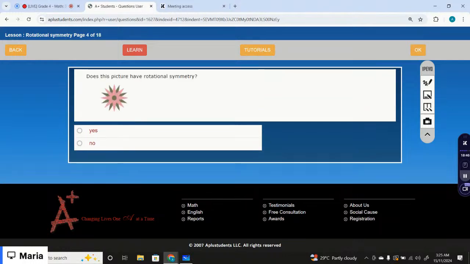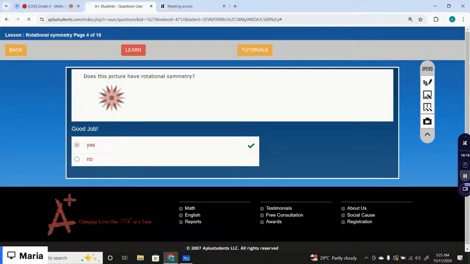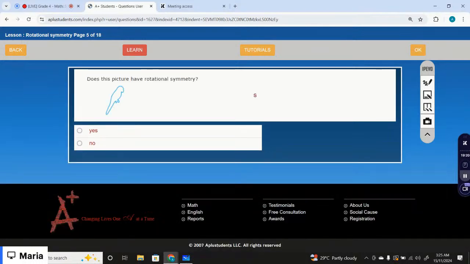Does the picture have rotational symmetry? Which is the correct option? The correct option is yes, the picture has rotational symmetry. Option number one is the correct option.